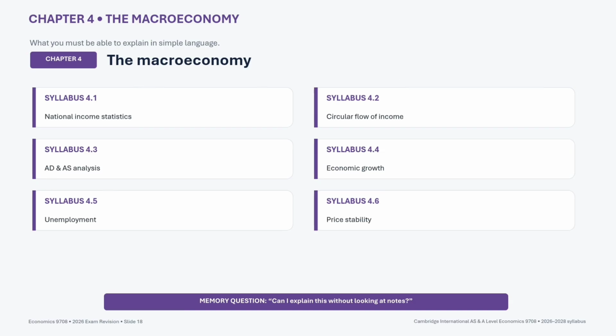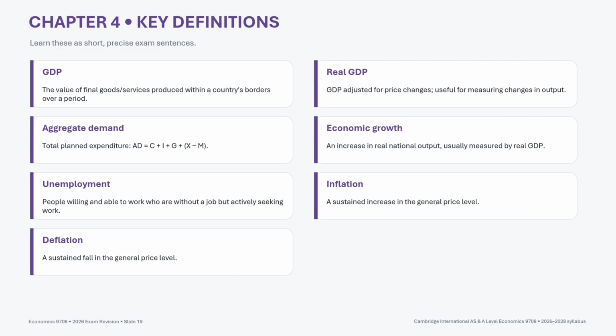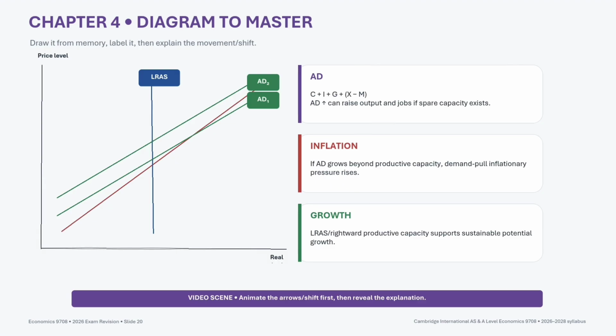Chapter 4 is about the macroeconomy, and it is based on GDP, real GDP, aggregate demand, economic growth, unemployment, inflation, deflation. You need to study the aggregate supply and aggregate demand in the long run and how it affects the economy with inflation, with growth.